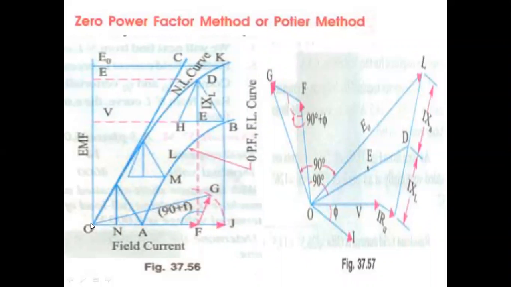So from B, draw BH like this, horizontal. This BH should be parallel to the OA line. Okay, so this BH will be drawn parallel, and from H you have to point out D. HD is drawn parallel to the initial straight part of the NL curve.